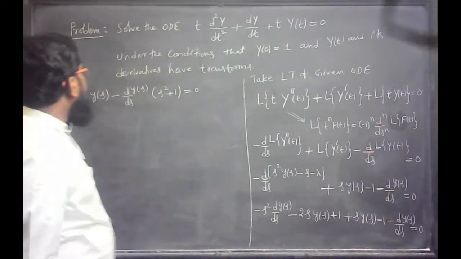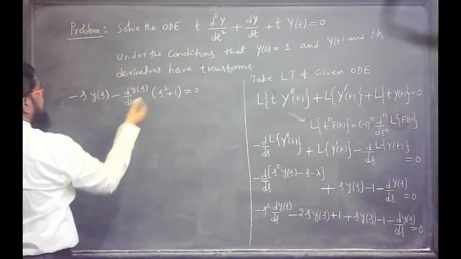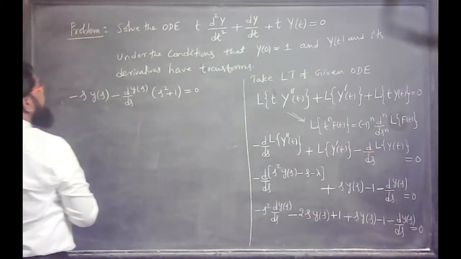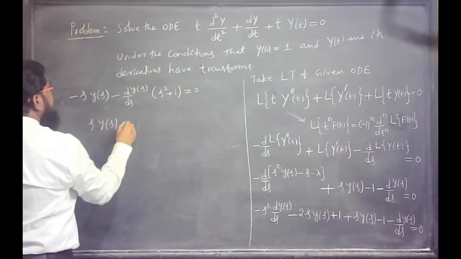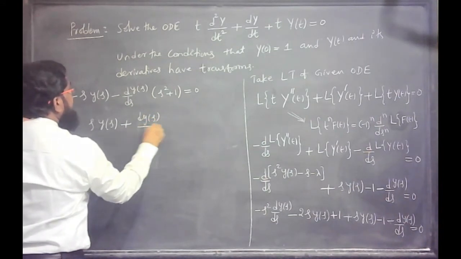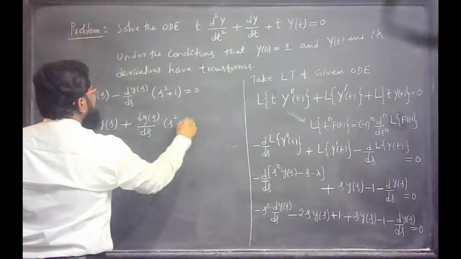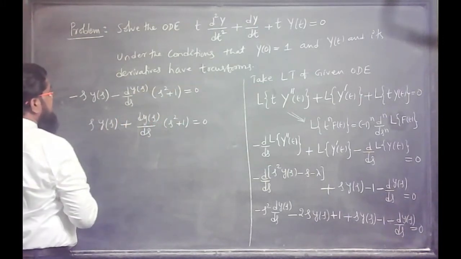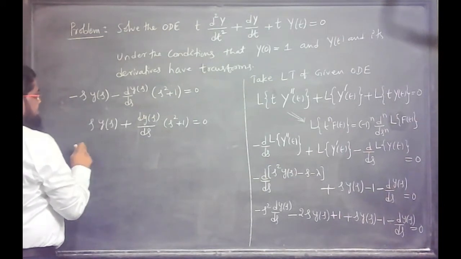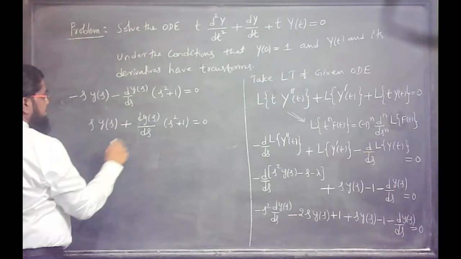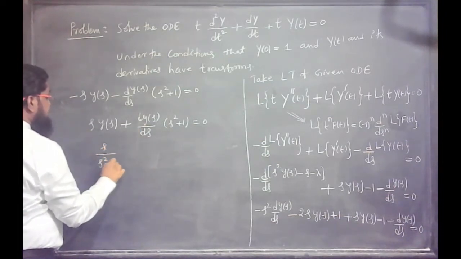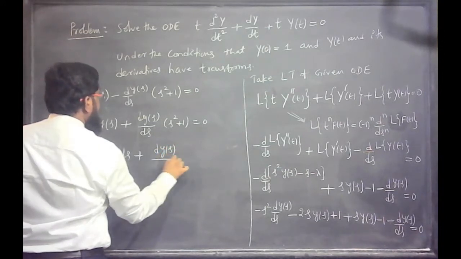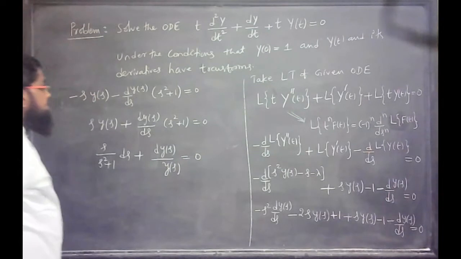Now rearrange the terms here. You take the minus to that side, then rearrange the terms. So finally I will have s into y of s plus dy by ds into s square plus 1 is equal to 0. Now I can write this like this. Multiply with ds and divide by y. So I'll have s divided by s square plus 1 into ds plus dy by y, as a function of s, is equal to 0.